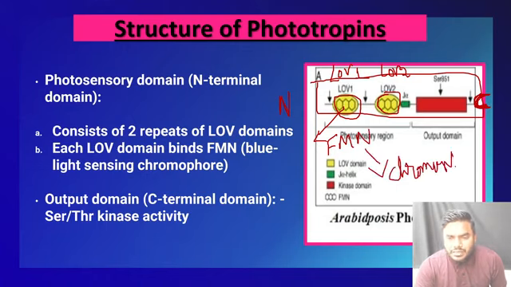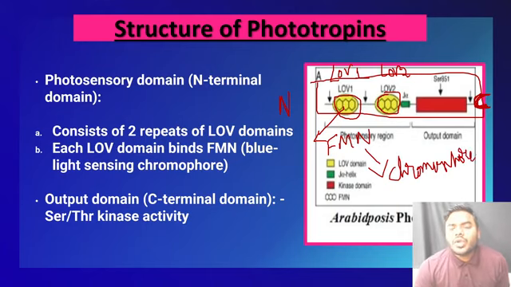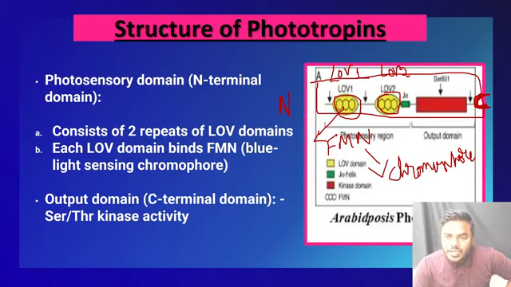FMN, friends, basically acts like a chromophore. This is towards the N-terminal domain. Friends, if you look into the C-terminal domain, what I want you to remember here, look into this, the red color one. It is having serine and threonine kinase activity.